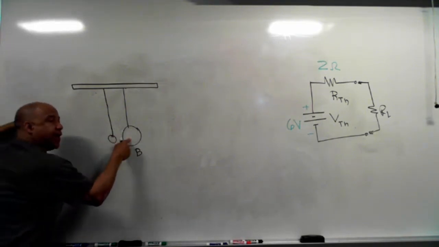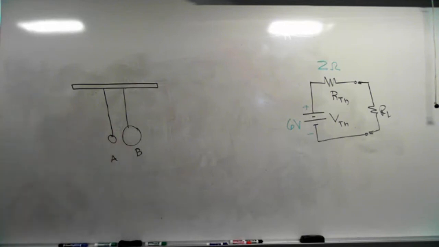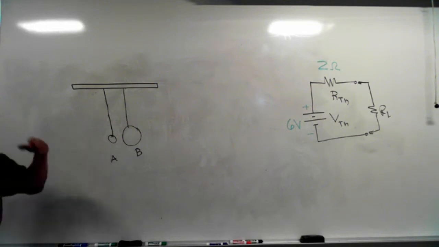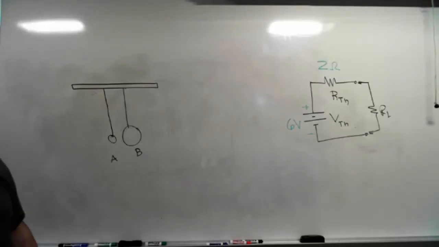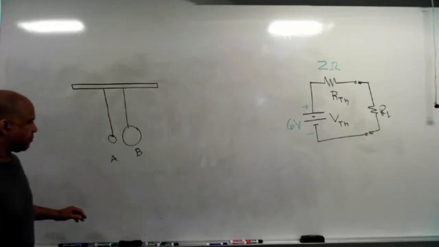If whatever energy I gave ball A, if ball A gave that energy to ball B, what should happen to A and what should happen to B? If ball A gave all the energy I gave to it to ball B, tell me what should happen to ball A and what should happen to ball B. It shouldn't move. Say it again. What shouldn't move? Ball A wouldn't move if it hit ball B with all its energy.